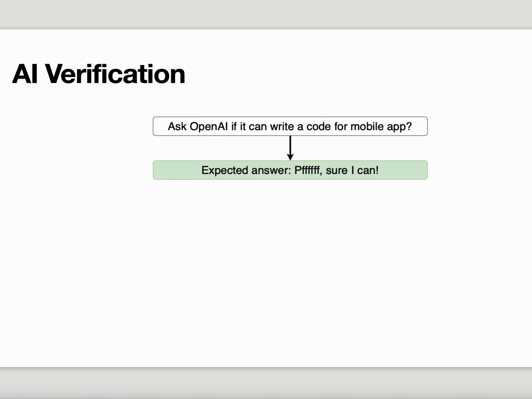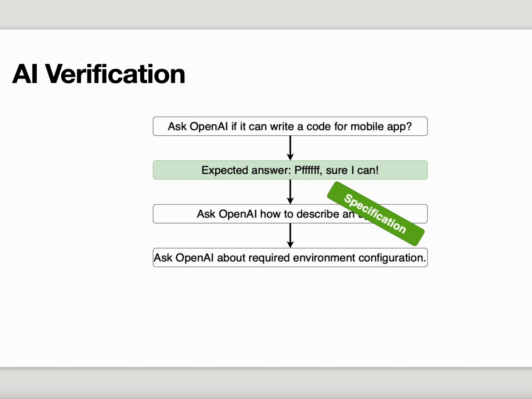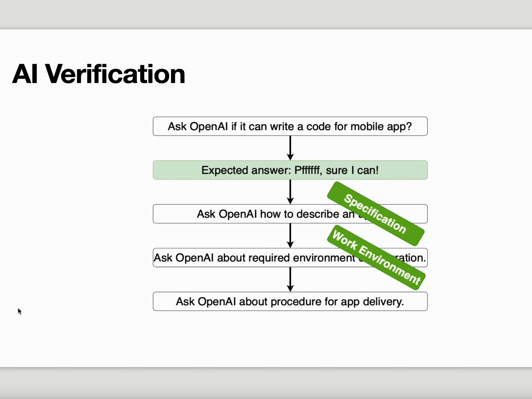Then I'll ask ChatGPT how I should describe my app, so eventually the form for presentation of the specification to the AI. Then I'll ask AI about the required environment and its configuration, how I can configure my laptop in order to operate, manage, build, run, and work with this code in general, work environment manipulations. And then I'll ask AI for instructions on how to deliver my app, like development accounts, delivery accounts, things like that.